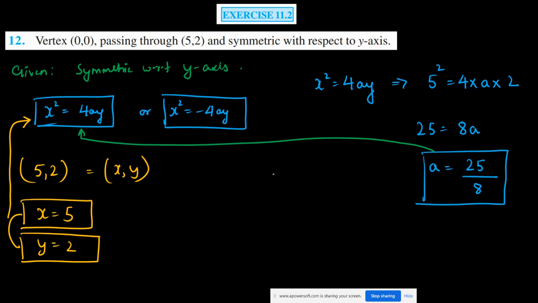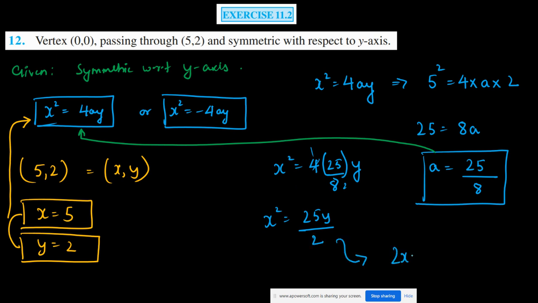Substituting a back in this particular equation, x square is equal to 4 multiplied by a, a is 25 divided by 8, multiplied by y, which should be kept as it is. x square is going to be, this is 1 time, this is 2 times, I will be getting 25y divided by 2. Cross multiplying, I'll be getting the final answer as 2x square is equal to 25y. This will be my final answer.